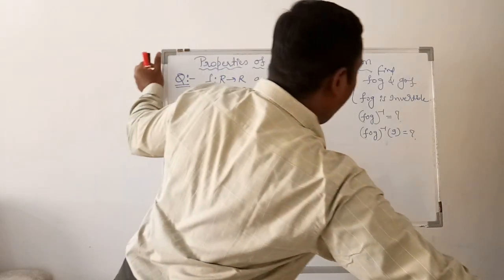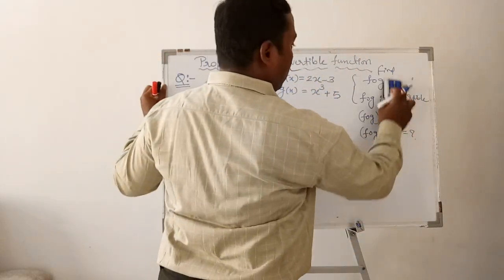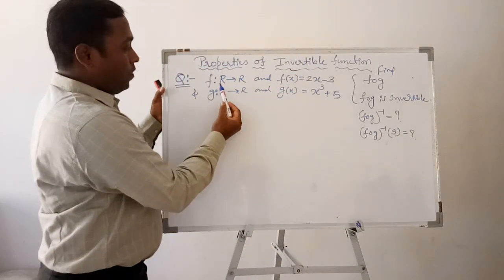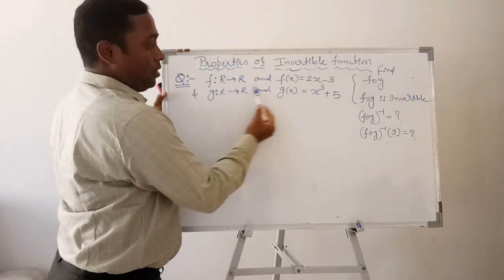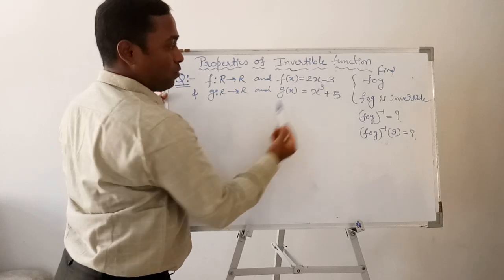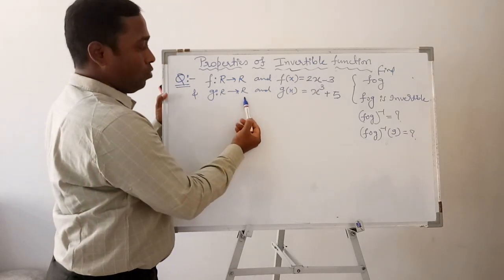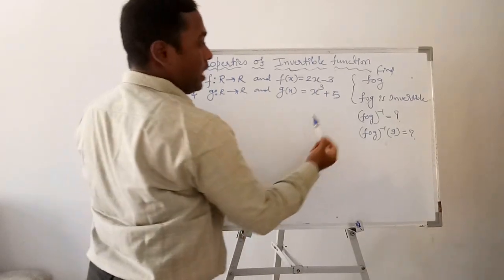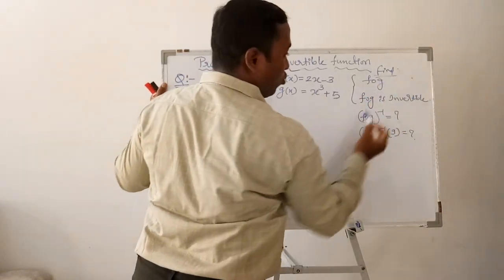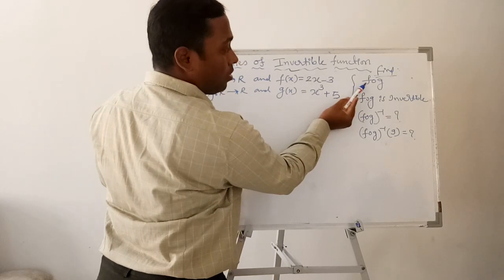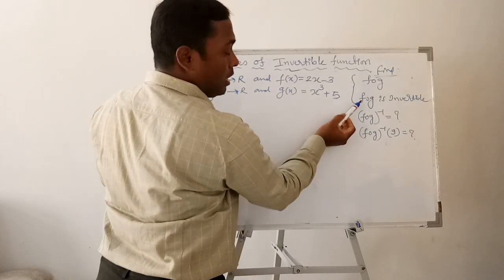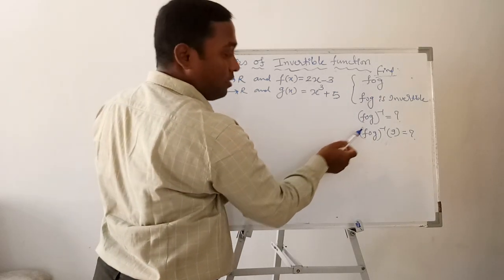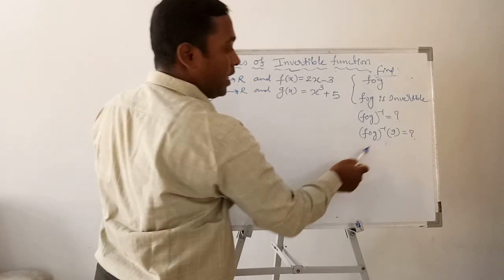So there are 4 questions in a chain. What is it that they are asking? If f is a function from real numbers to real numbers, given as 2x minus 3, and g is a function from R to R, defined as x cube plus 5, then find 4 things in a chain. First we'll find fog, that is the composition of 2 functions, and then we'll prove fog is invertible, and then we'll find its inverse also, and then we'll find this one.